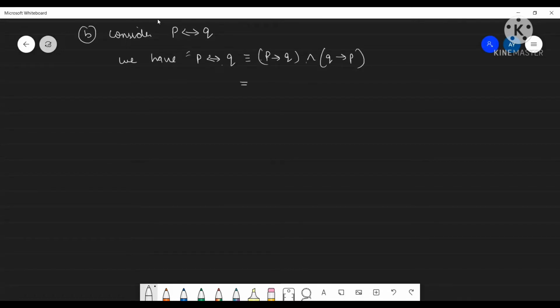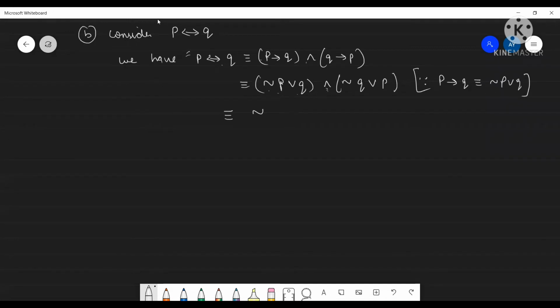So how can we write this? P implies Q is negation of P or Q, and Q implies P can be written as negation Q or P, since P implies Q is equivalent to negation P or Q. This is from the logical equivalence. And this is equivalent to, as we have the form of the distributive law, so by the distributive property, what can you write?